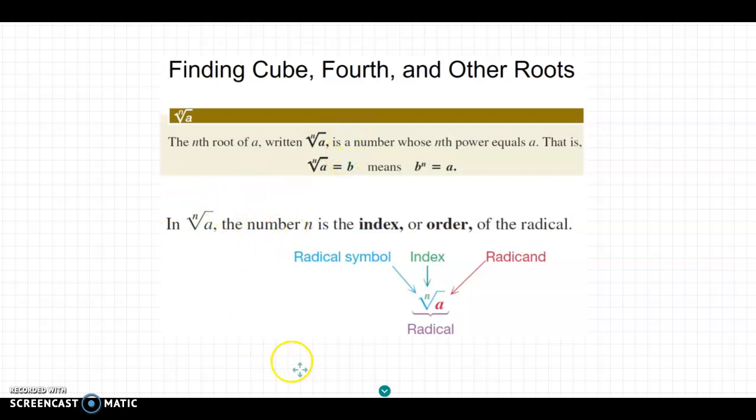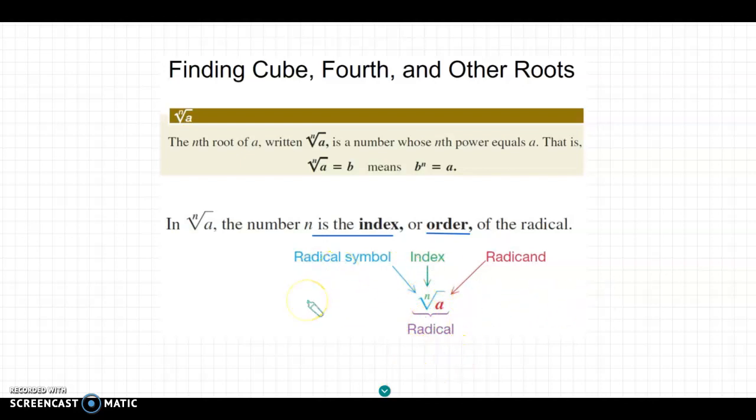We can call the parts of the root like this. In the nth root of a, the number n is the index. The little number that we can see here in the root is called the index. And then we have the order, which can also be called the order of the radical. If we have the nth root of a, we have the radical symbol, which is the blue symbol that we can see here. We have the index, which is the little number here, and the radicand, which is the number inside the radical symbol.